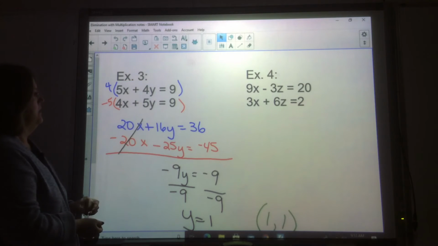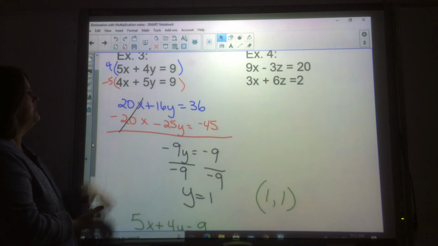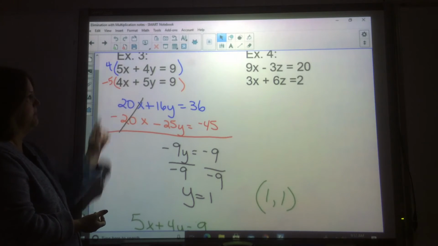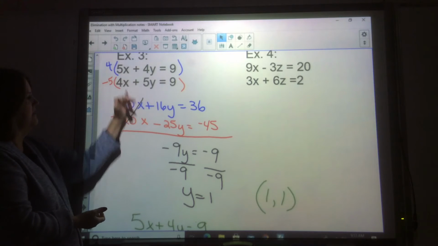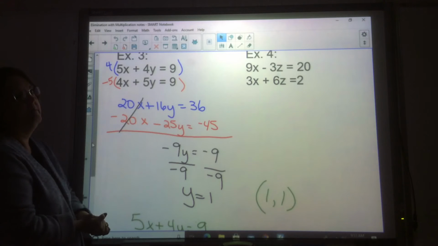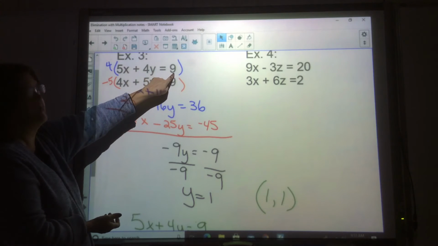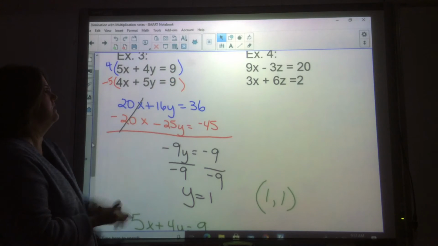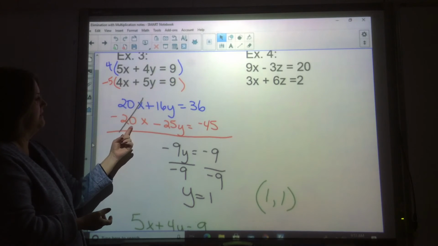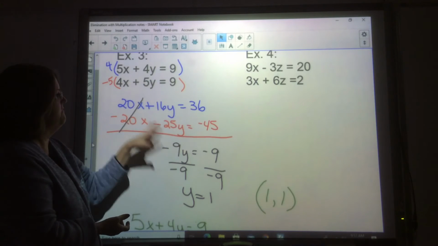Same thing on this one. We are multiplying; the common denominator between 5 and 4 is 20. So we multiply this one by 4, this one by -5. That gives me 20x plus 16y equals 36. A common mistake students make is they multiply this part by the 4 and they forget the constant on the end. So be very, very careful about that. That gives me -20x, -25y equals -45.